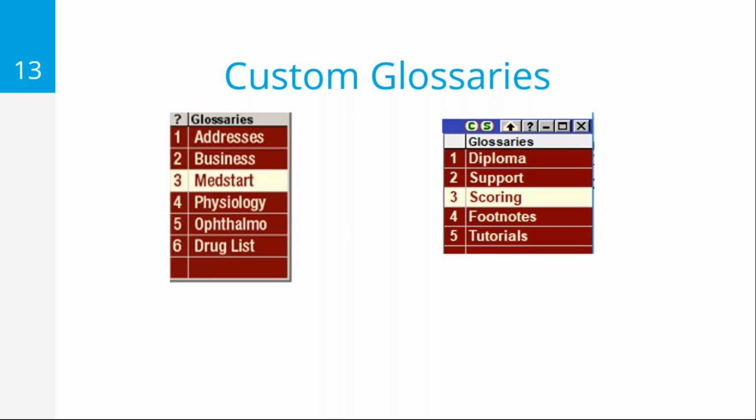So in the screenshot above, you can see that the preloaded glossaries are here on the left. That's what you get when you order Instant Text. They're already part of the program, which is fabulous. And on the right-hand side are some of my custom-made glossaries. And we'll create some glossaries later.